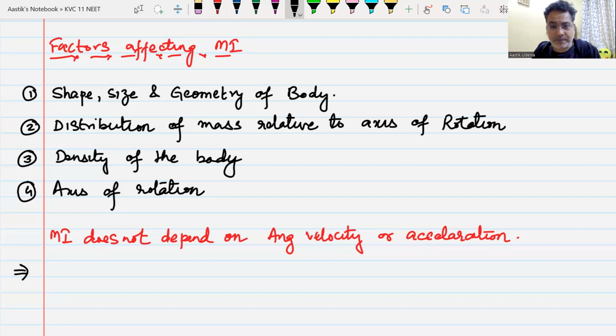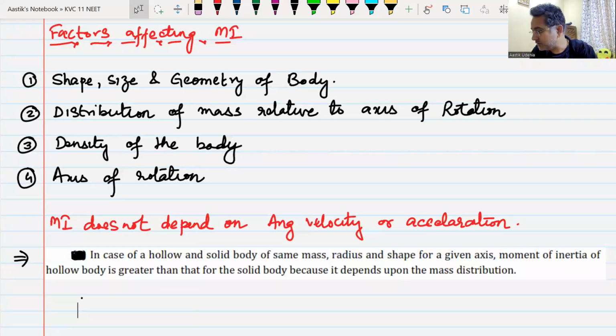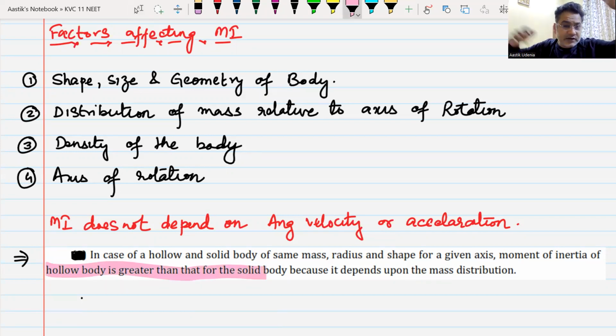You have a hollow sphere. Same size, same mass, same radius, same everything. You have a solid sphere. Who will have more moment of inertia, hollow sphere or the solid sphere? The moment of inertia of the hollow body will be more than the moment of inertia for the solid body, because in the hollow body all the mass is very far away from the axis of rotation. Do we understand this?